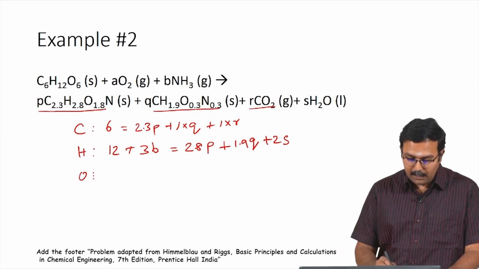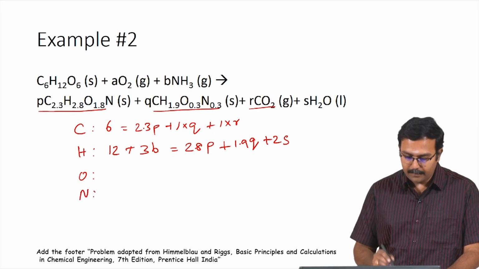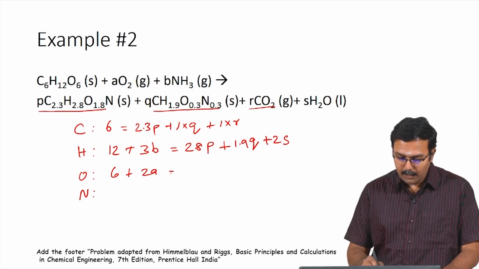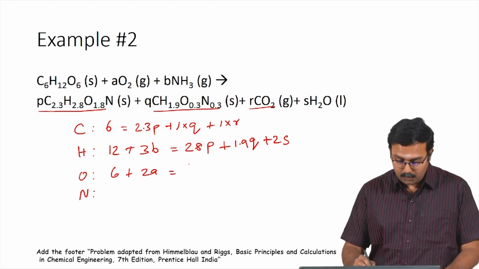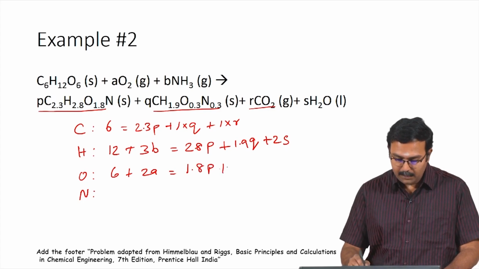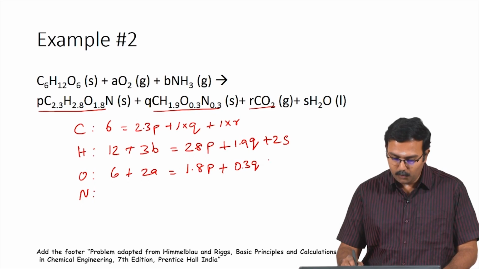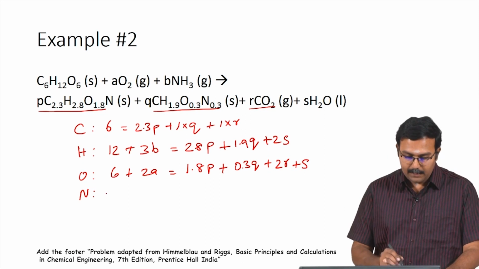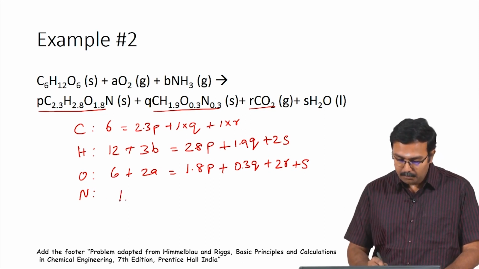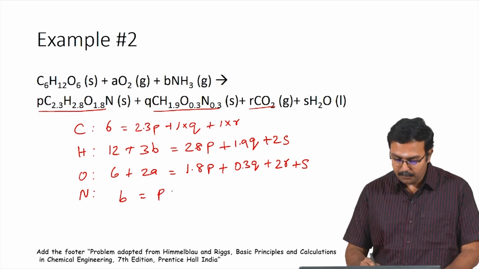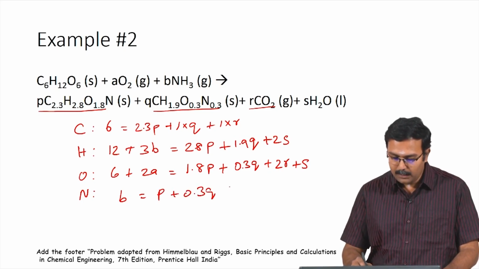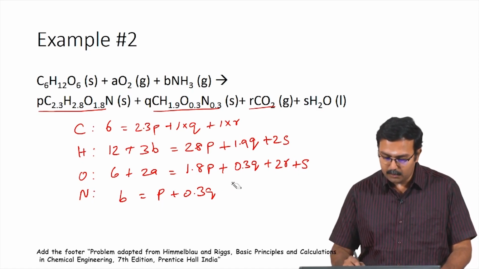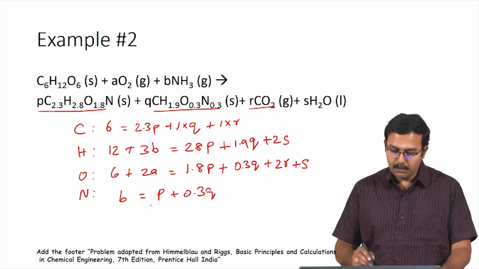We can also write this balance equations for oxygen and nitrogen. Oxygen would be 6 plus 2A equals 1.8 P plus 0.3 Q plus 2 R plus S, and we can write a nitrogen balance as B equals P plus 0.3 Q plus 0. So, there is no nitrogen in the other thing. So, we just have B equals P plus 0.3 Q.